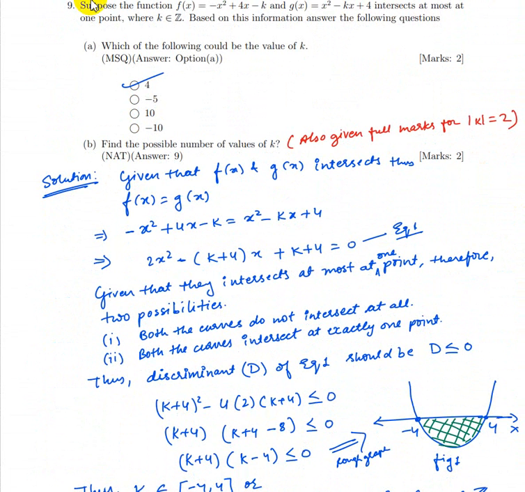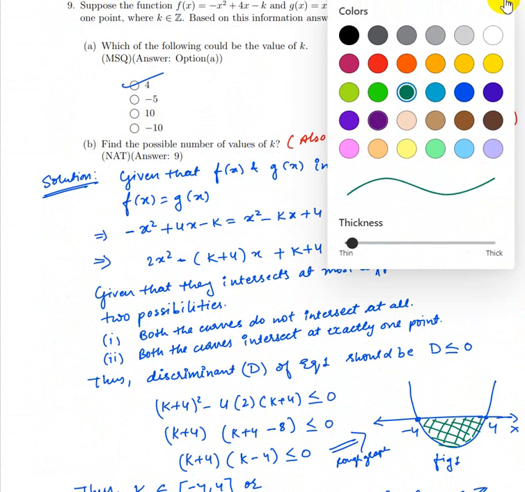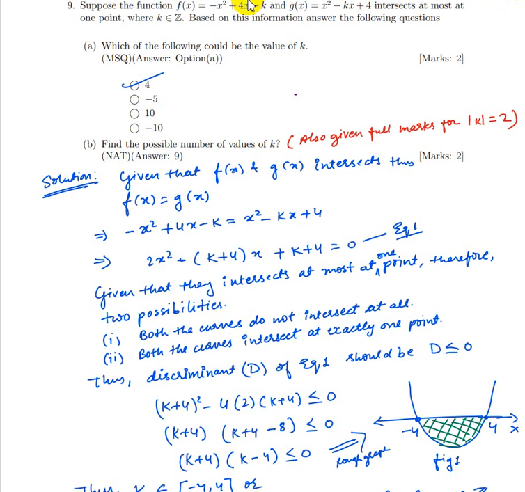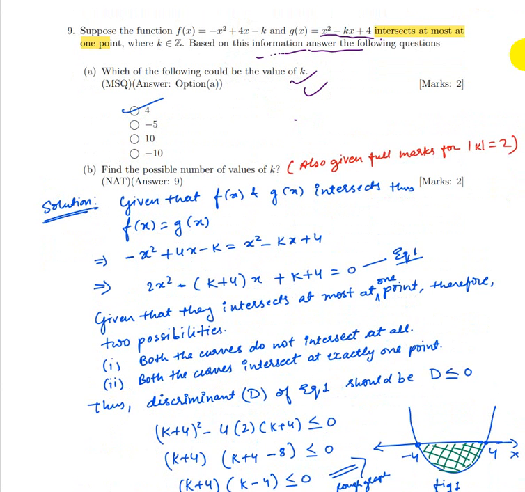Yeah, this question. Suppose the functions f(x) is equal to minus x square plus 4x minus k, and g(x) is equal to x square minus kx plus 4, intersect at most at one point, where k belongs to Z. Based upon this information, answer the following question. Which of the following could be the value of k? So this point is very important: intersect at most at one point. This point is actually to be highlighted.